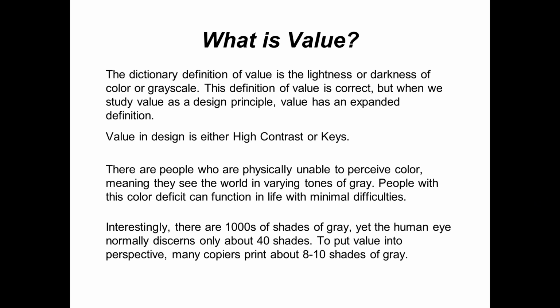These are just some facts about value. There are people who are physically unable to perceive color, meaning they see the entire world in varying tones of gray. People with this color deficit can function in life with minimal difficulties. Interestingly, there are thousands of shades of gray, yet the human eye normally only discerns about 40.